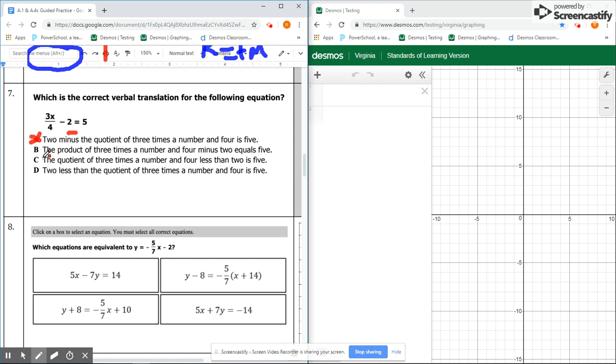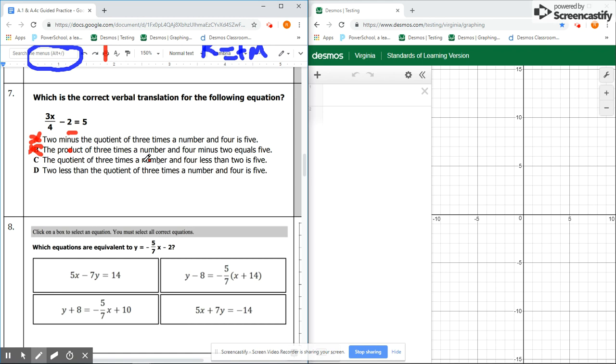All right, letter B, the product of 3 times a number and 4. Product here means multiply. I'm not multiplying 3x and 4, so that's not going to be correct. Letter C, the quotient of 3 times a number and 4.